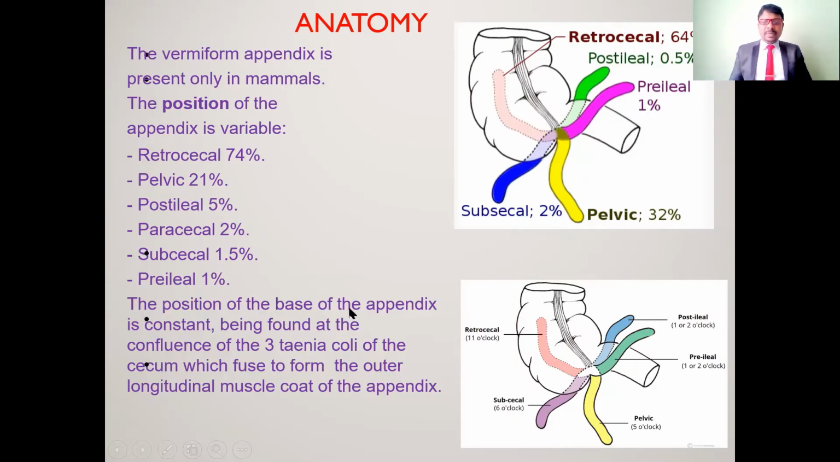The position of the base of the appendix is constant, found at the confluence of the three taeniae coli of the cecum, which fuse to form the outer longitudinal muscle coat of the appendix. Even though the other positions differ, the base is fixed at one place. So that is the anatomical position of the appendix.